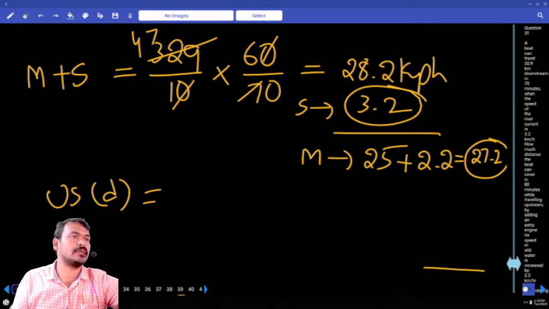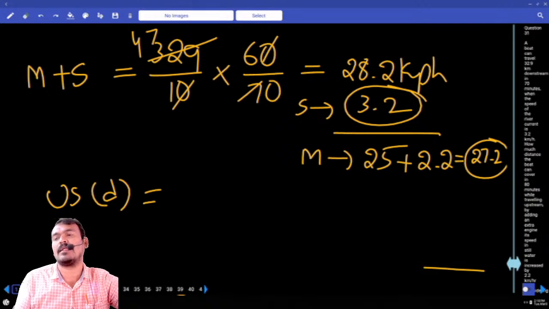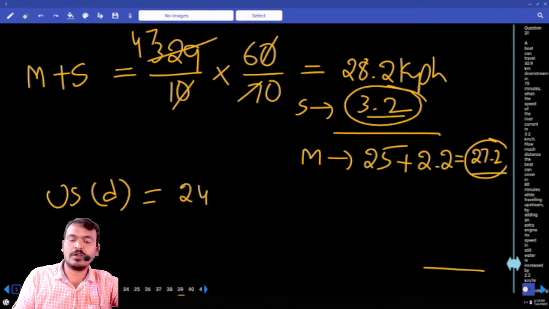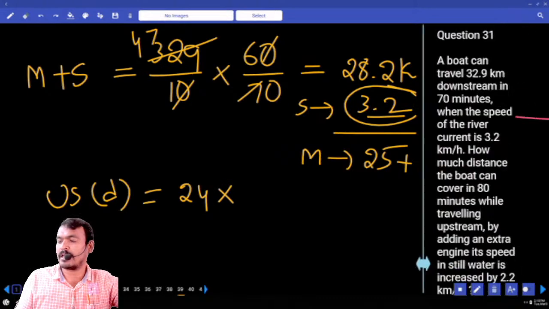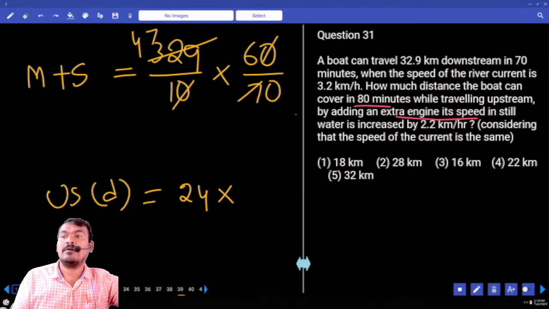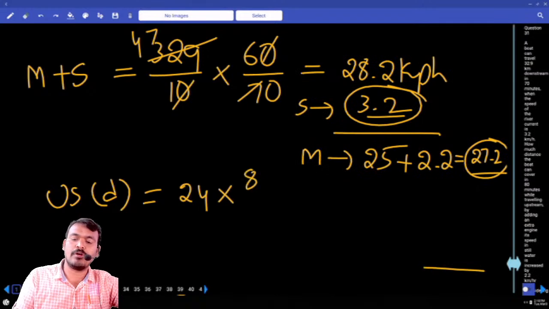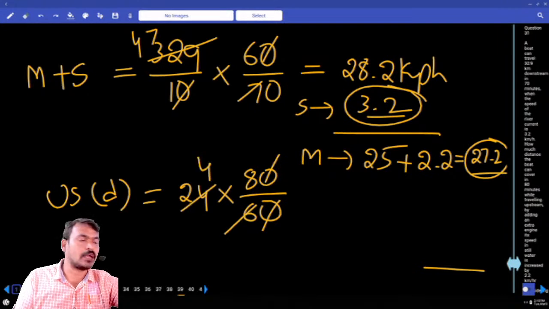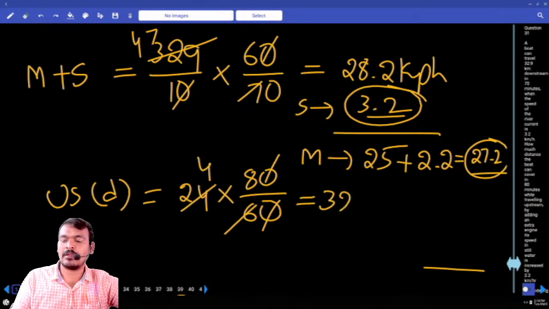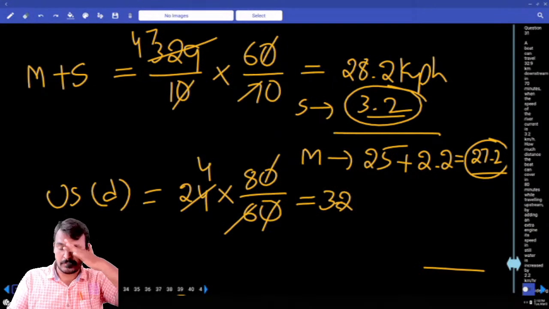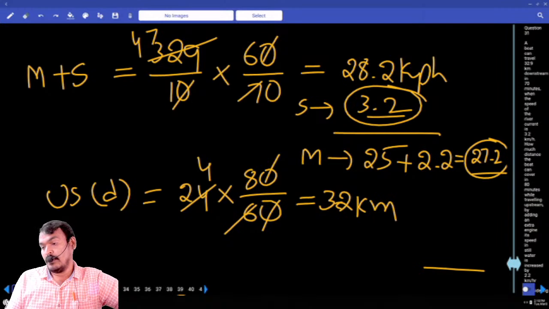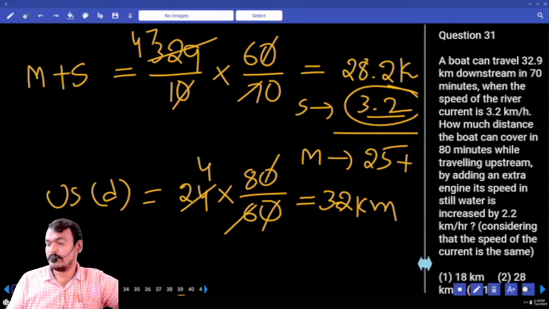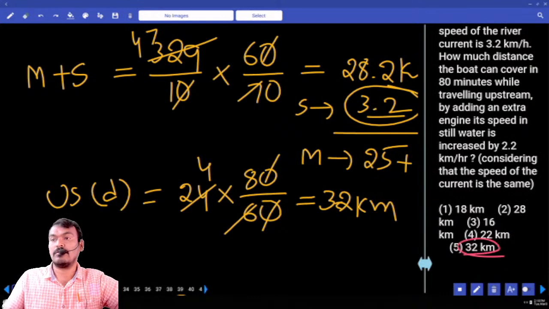We require downstream distance or upstream distance? Upstream distance. Upstream distance means speed into time. Upstream speed means M minus S. 27.2 and 3.2, the difference is 24, into how much time? 80 minutes. 80 minutes we write as 80 by 60. Zeros are cancelled. 6, how many times? 4 times. 4 8s are 32 kilometers. Which option? Fifth option.